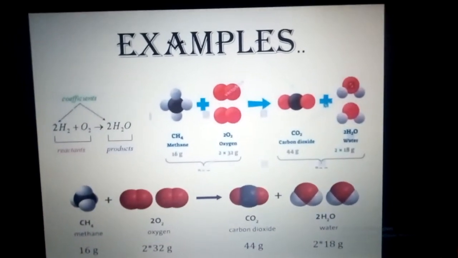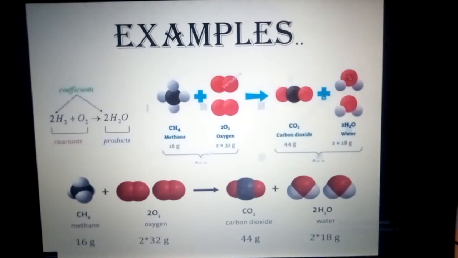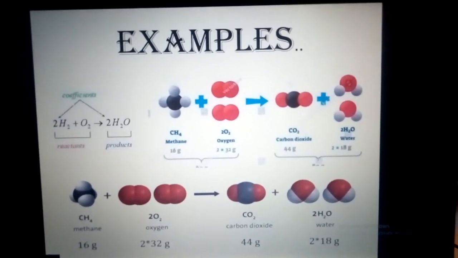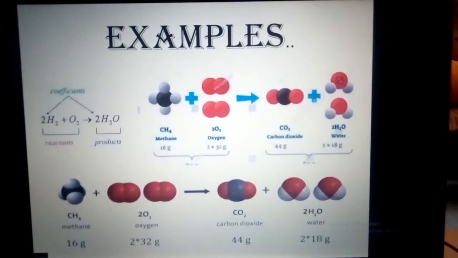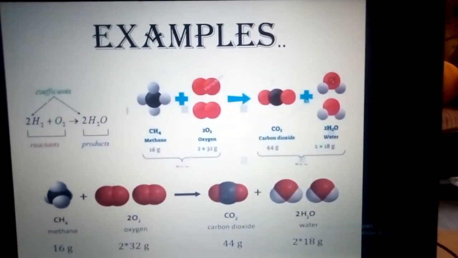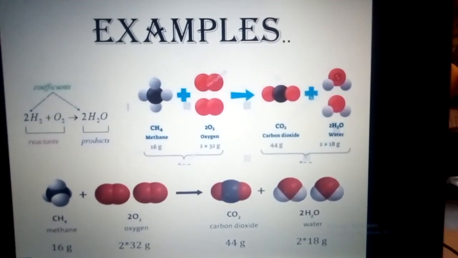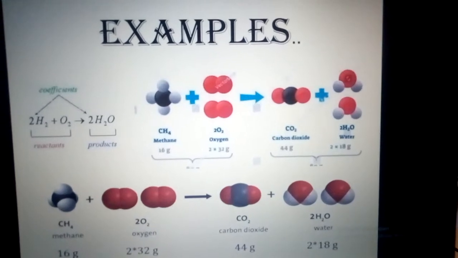In example 1, 4 gram of hydrogen reacts with 32 gram of oxygen to produce 36 gram of water. We can clearly say that the sum of masses of reactants is equal to the sum of masses of products. Here, 2 in the reactant side and the product side is the coefficient which is used to balance the equation.